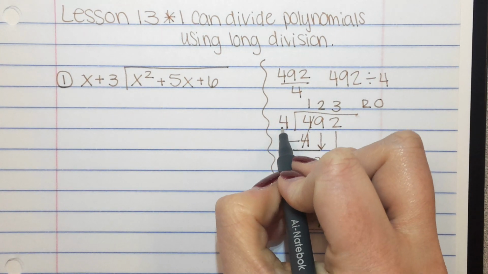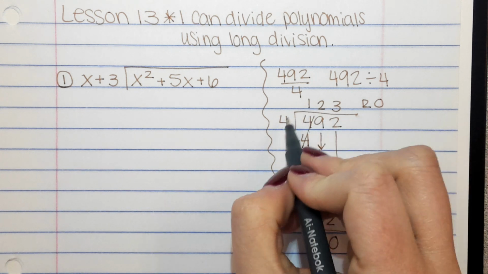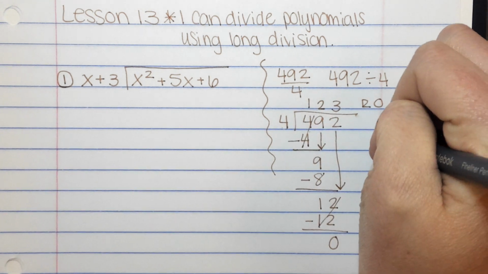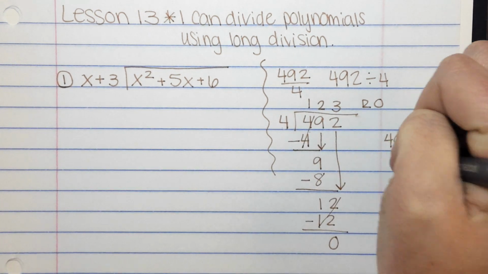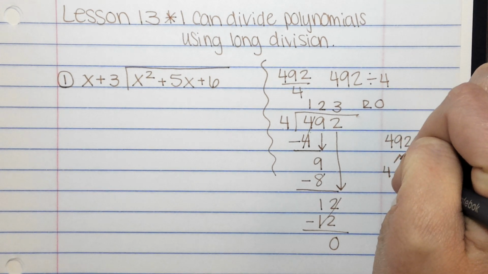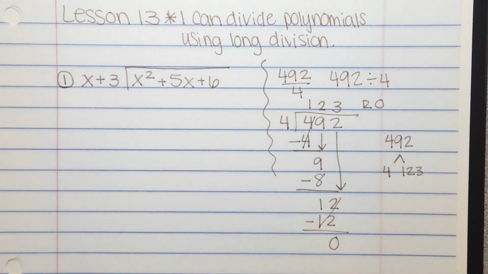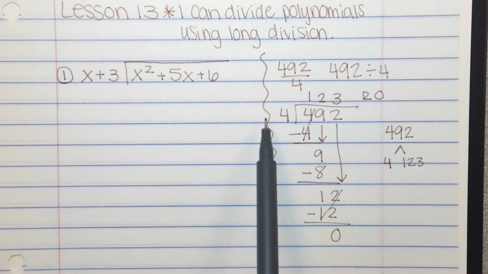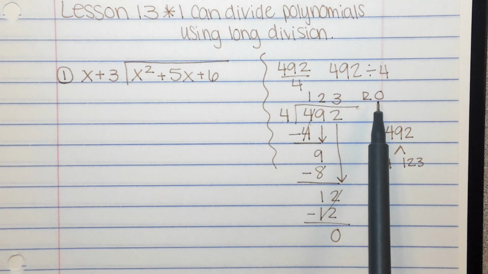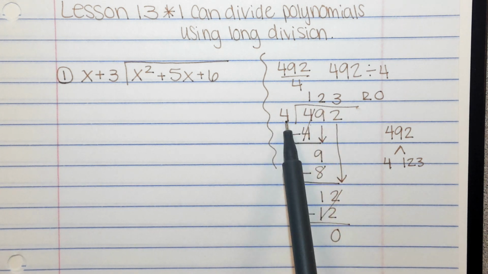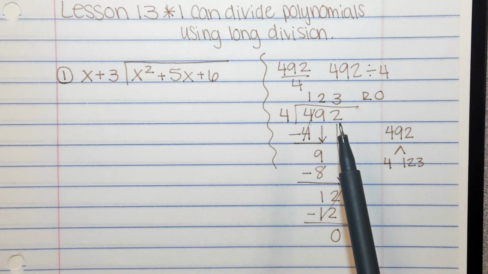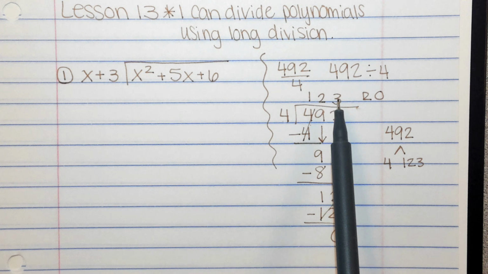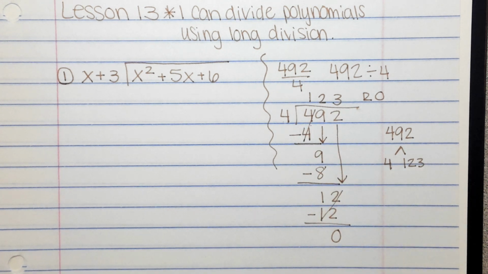Okay, so that means 4 and 123 are factors of 492. So we could take 492, we could break it down in a factor tree and have 4 times 123. Okay, so when you divide and get a remainder of 0, that means those two quantities are factors. Okay, so 4 and 123 are factors of 492.